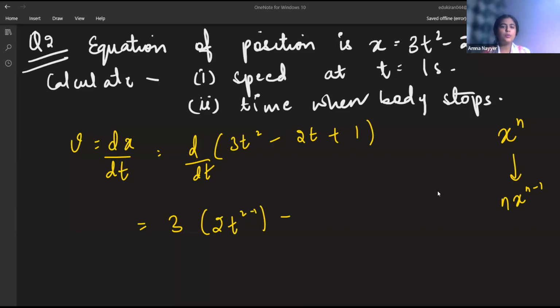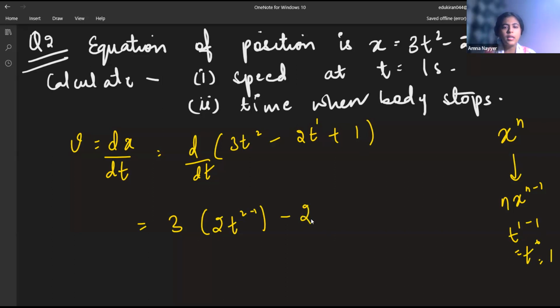2t becomes 2, which is constant, t to the power n. Yes, Nabiha, you've answered the previous part also correctly. It's just that 2 was left. Yes, Nabiha. 2, 1 into t to the power 1 minus 1, not 2. Why 2 minus 1? Power here is 1. 1 minus 1 will be the power, right? That is t to the power 0, which we write as 1.